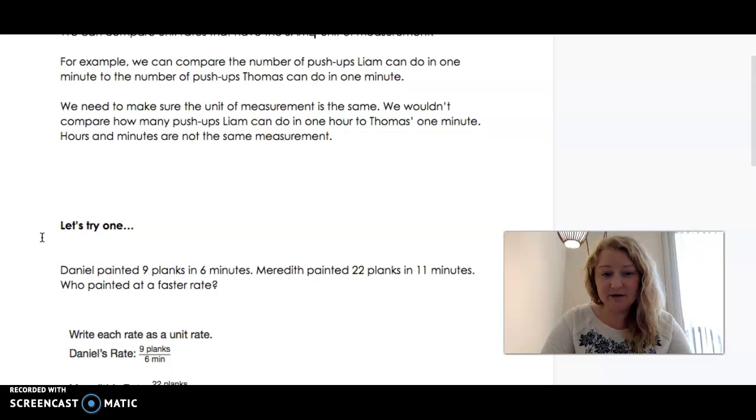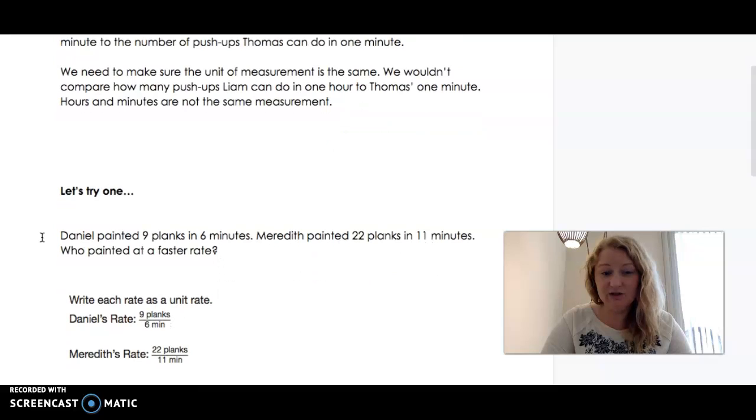And then Meredith's rate would be 22 planks over 11 minutes. The next thing I'm going to ask you to do is to write each rate as a unit rate. So we have 9 planks for 6 minutes.